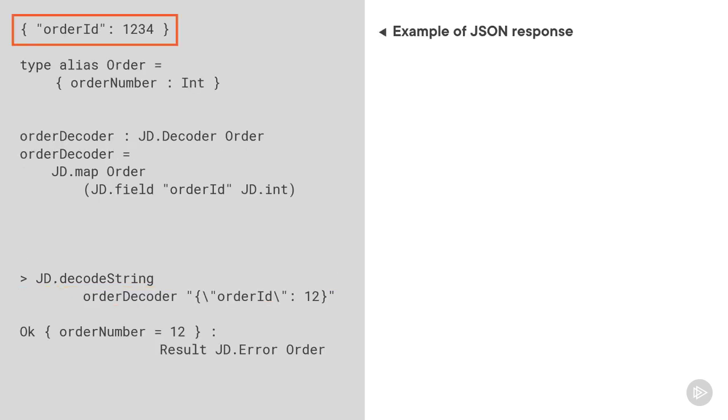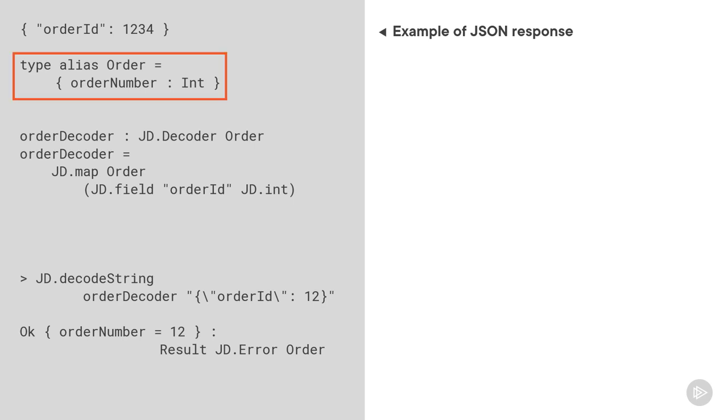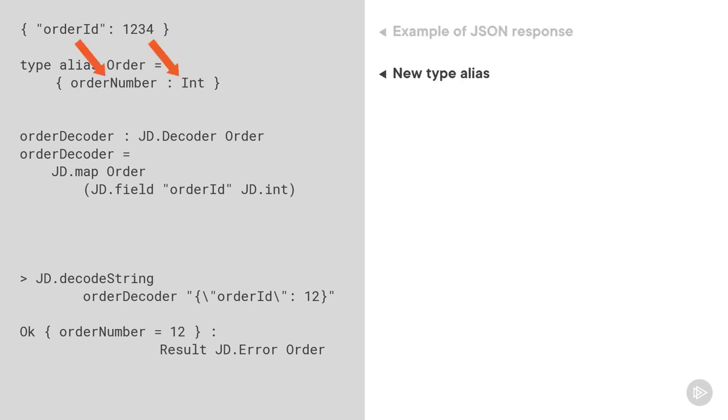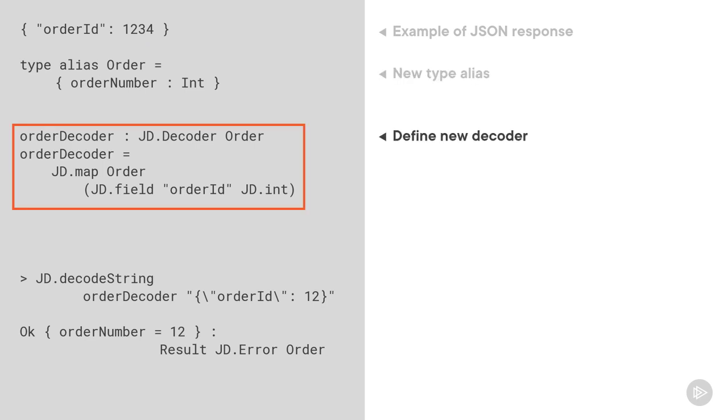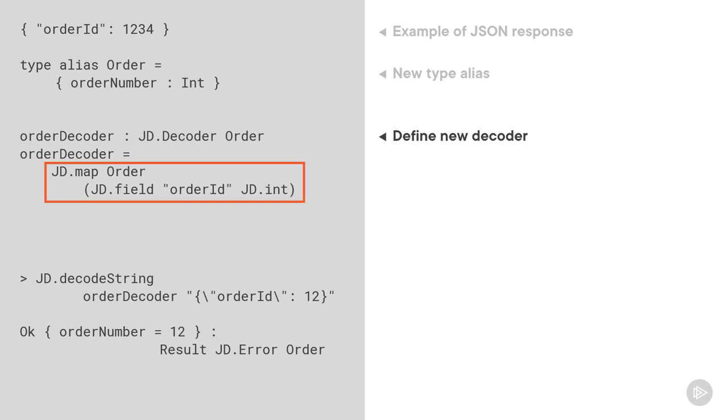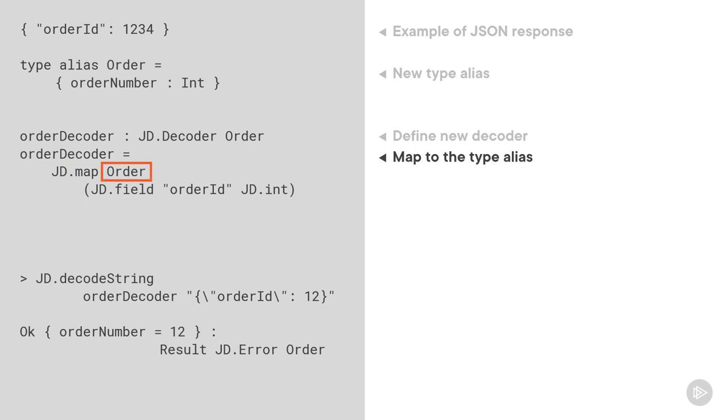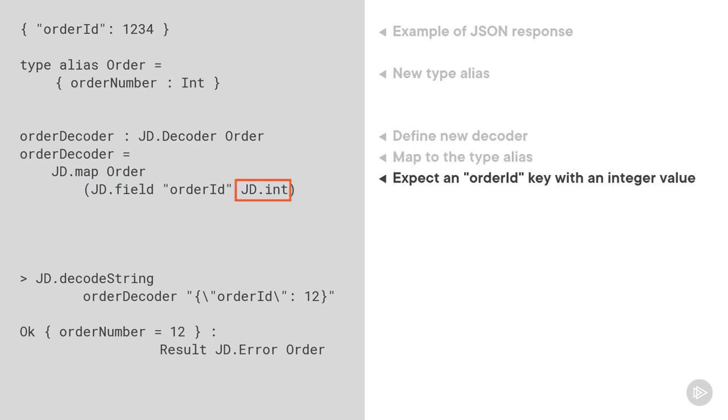Here is a very basic JSON response, which has the order ID key and an integer value. To decode it, first we need to define a new type alias, which maps closely to the structure of the JSON response. Second, we need to define a new decoder to handle JSONs like this. The new decoder calls the map function, which links the new type alias to the JSON format. The first argument of map is the order type alias, and the second one is a call to the field function, which expects an integer value for the order ID key.